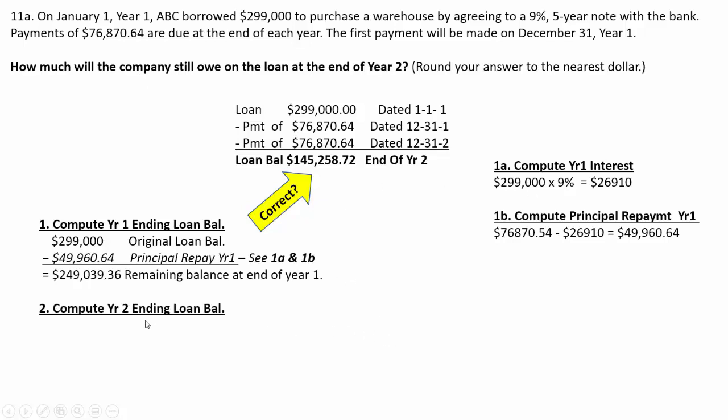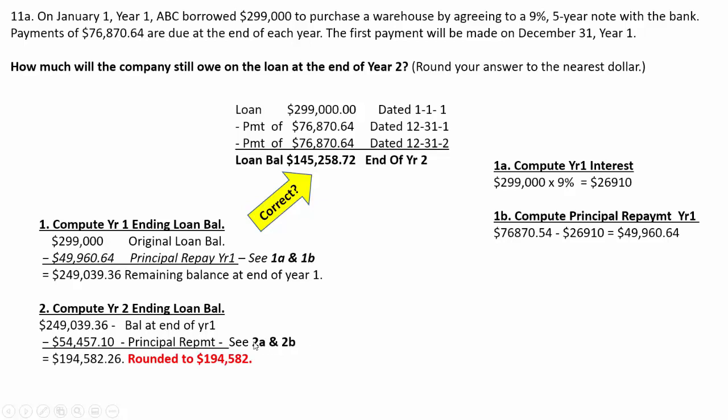So compute the year two ending loan balance by taking the end of year one loan balance, which is the same thing as the beginning of year two, of $249,039.36, and subtracting out a principal repayment of $54,457.10. This will be a calculation that I'll make separately. I'll call it 2A and 2B. Before I do that, the answer to this question is this. The ending principal balance at the end of year two, rounded to the nearest dollar, would be $194,582, not the $145,258.72. Now let's go ahead and make the calculation for that principal repayment.